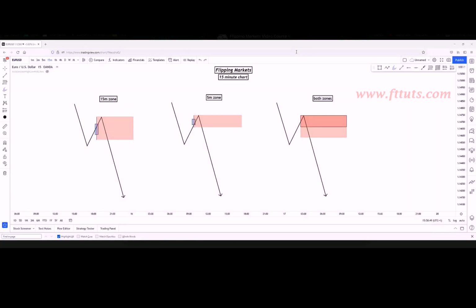Welcome. In this video, we will talk about the refinements. What do we call a refinement? When we have a higher time frame supply or demand zone, we want to check if we can make that zone smaller in the lower time frames. We will use two types of refinements, the 4-hour to the 50-minute and the 50-minute to the 5-minute.